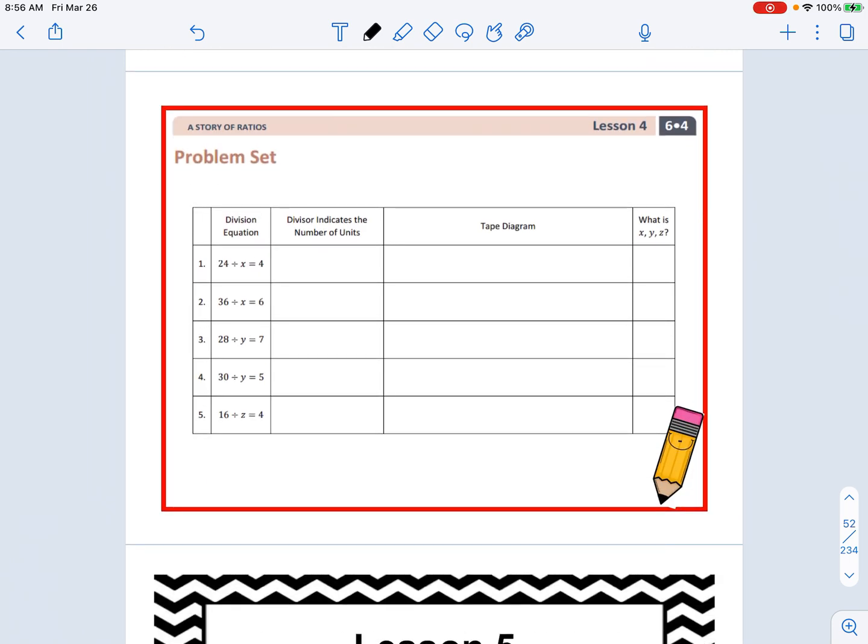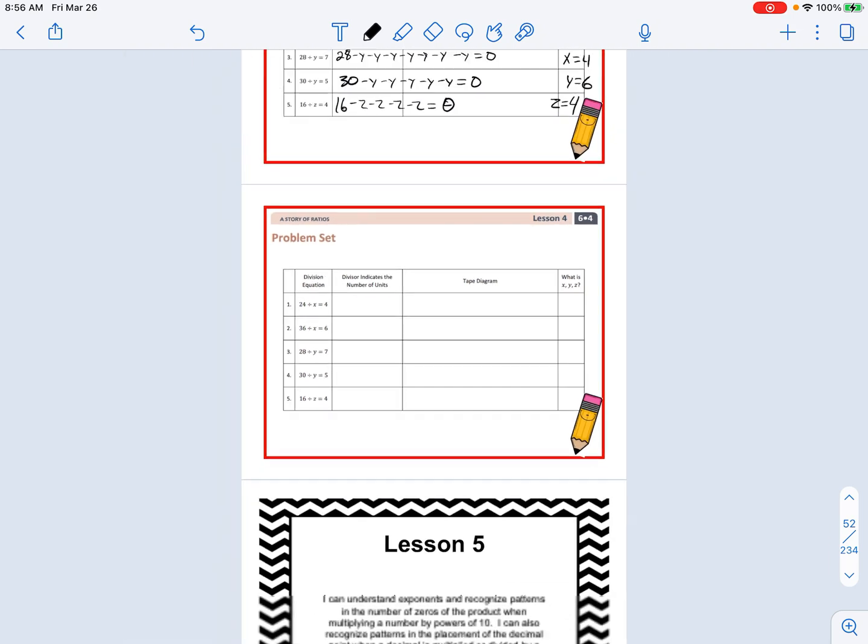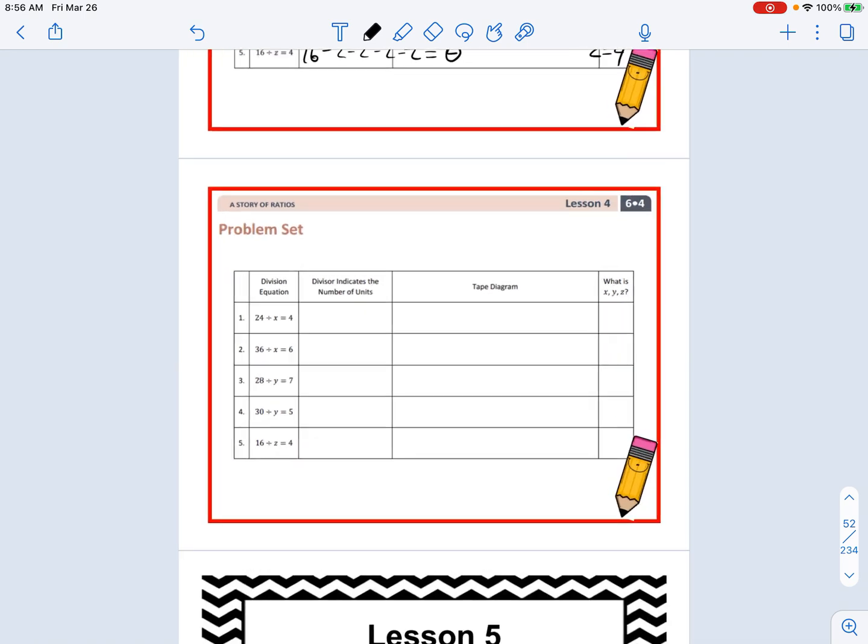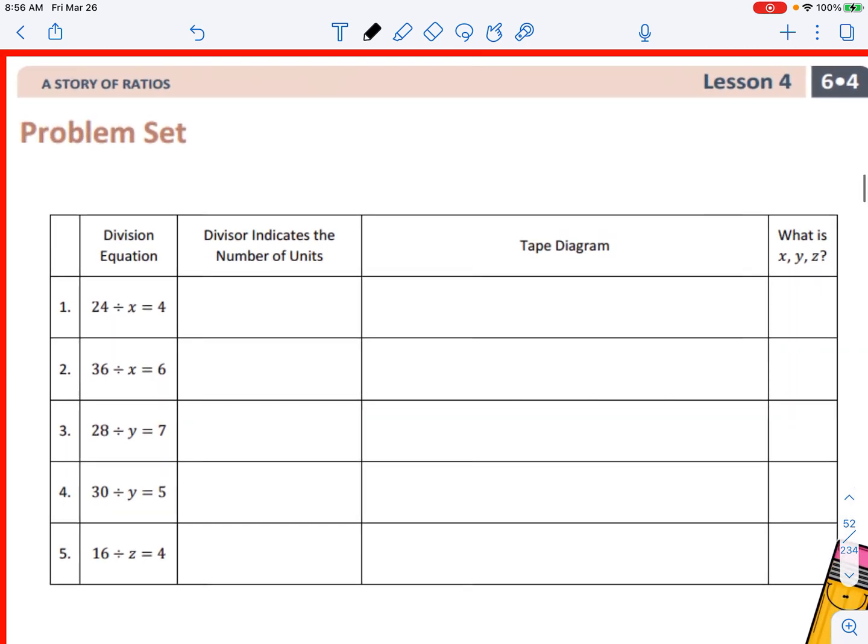Now, the last part of the problem set, okay, says divisor indicates the number of units, okay? So now, if the divisor indicates the number of units, we're going to subtract the real number, okay? So 24 divided by x equals 4, okay? What does x equal? X is going to equal 6. So that means we're going to subtract 4 from 24 6 times. And this is going to equal 0, okay?